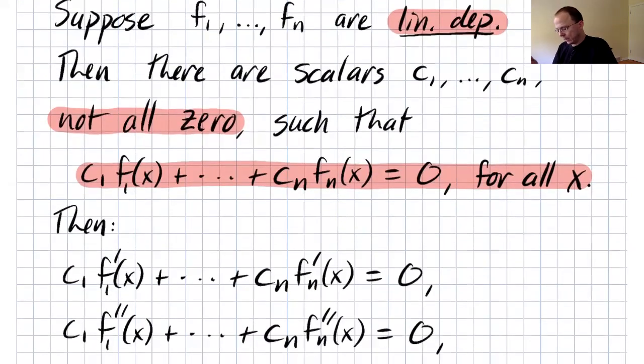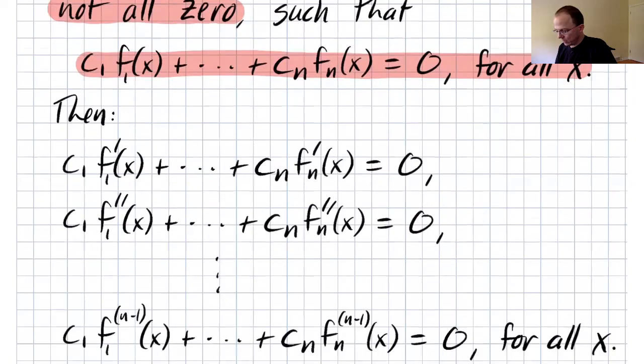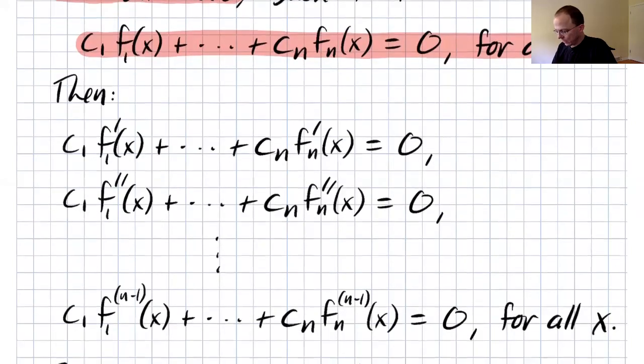Okay, and we could take the derivative again, because this was true for all x, and we get another equation that is going to be true for all x as well. And so on. We can do this n minus 1 times, and we'll end up getting these n equations. So 1, 2, 3, all the way up to n. So we get n equations here. They're all equal to 0 for all x.